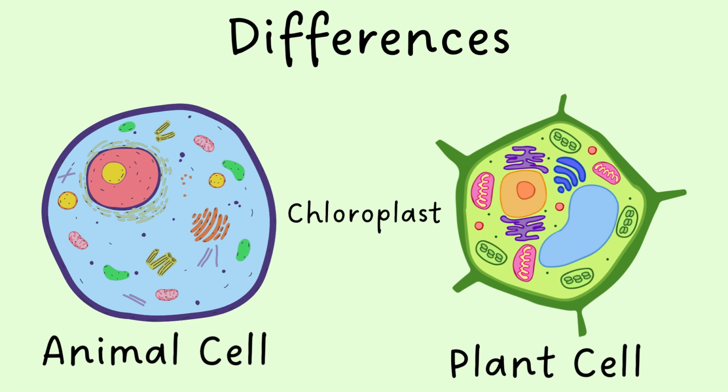So essentially, all plant cells are autotrophic, or all plants are autotrophic. In animal cells, chloroplasts are absent. So that means animals cannot make their own food and they rely on consuming plants or other animals for energy. So this difference is very, very important and explains why plants are producers and why animals are consumers. Let's look at other differences.